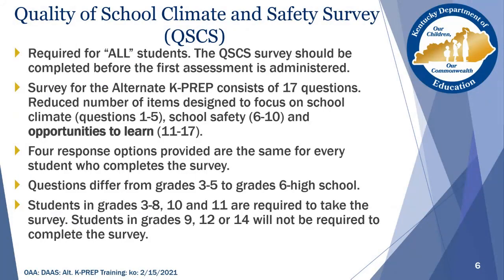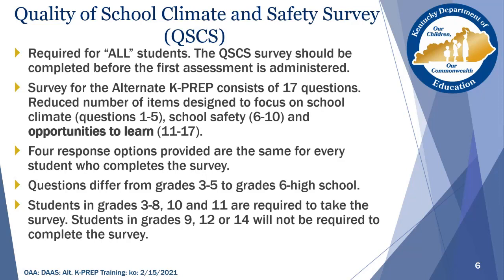Another important highlight to note is the first-time administration of the Quality of School Climate and Safety Survey to alternate assessment students. This survey is a requirement that must be administered to all students. This includes students who participate in the Kentucky Alternate Assessment. There are surveys represented for students at grades 3 through 5 and then grades 6 through high school, designed for students who will be assessed. This means if a student is not in an assessment year, they will not be responsible for completing the survey.